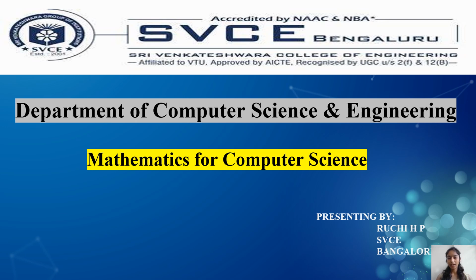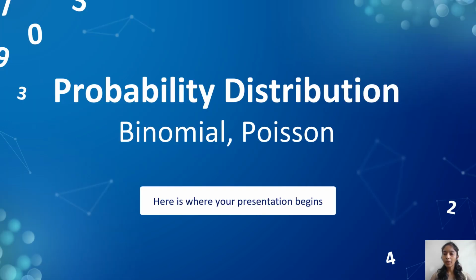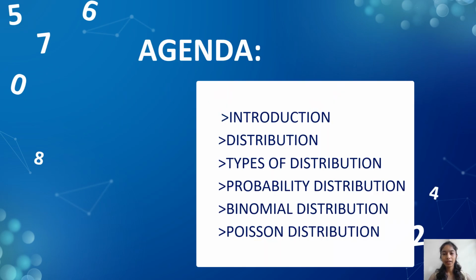As you all know me, I am Ruchi HP, student of Sri Venkateshwara College of Engineering, Bangalore, from the Department of Computer Science and Engineering. Mathematics for Computer Science: Probability distribution, binomial, Poisson. Here is where our presentation begins. Agenda: introduction, distribution, types of distribution, probability distribution, binomial distribution, Poisson distribution.